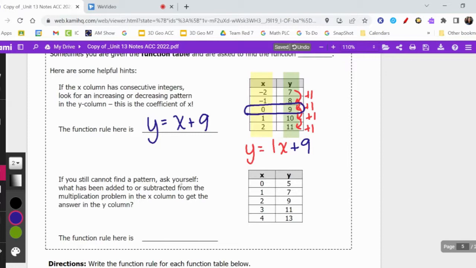If you cannot find a pattern, ask yourself, what has been added to or subtracted from the multiplication problem in the x column to get the answer in the y column? Okay, no problem. So let's take a look here.